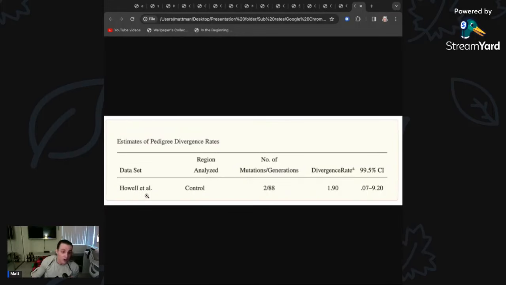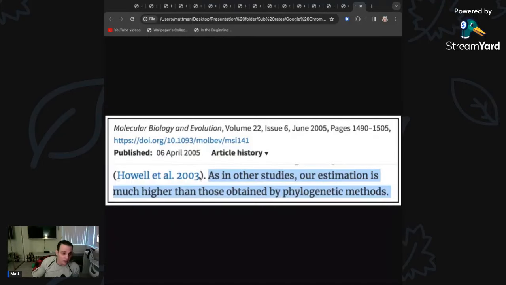The next one, Howell. He comes forward and does another one, but he pooled his information together. He used the control region, and he pooled data together from all of these other studies. Some of them found no mutations at all. But guess what he obtained? 2 substitutions every 88 generations, which works out to be 1 out of every 44. Very close to Parsons and Holland anyway, even though they were pooling the data together with other studies that were not generally as good. So again, what are his conclusions on this?